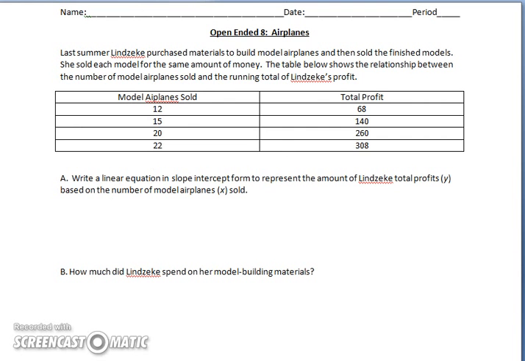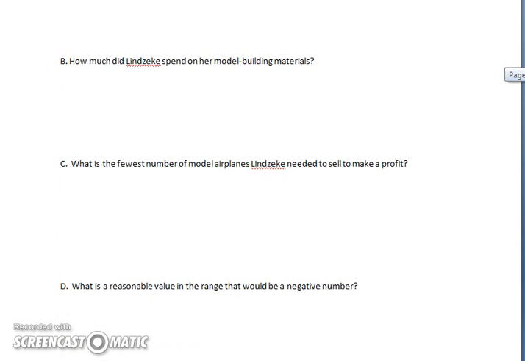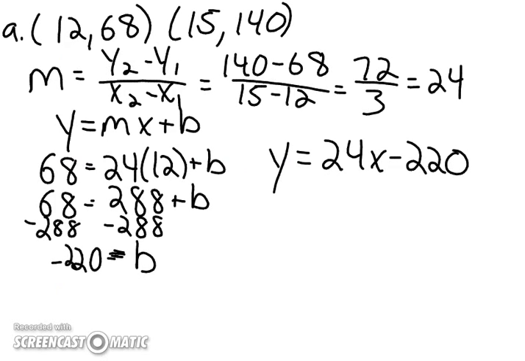Part B asks, how much did Lynn Zeke spend on her model building materials? So how much did Lynn Zeke spend on her model building materials? Well, there's no real work to be done for this. If she sells no airplanes, she's going to lose money. And the amount of money that she loses is the amount that she spent on the original materials.